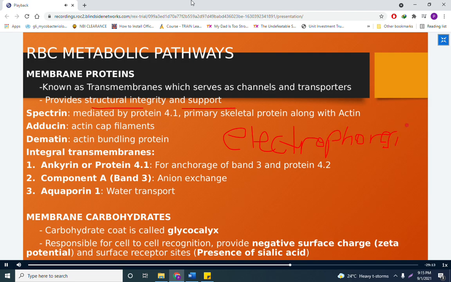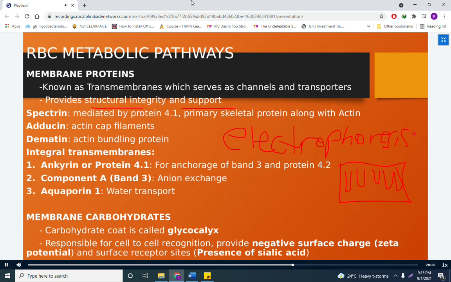The result of that class, there is a gel. Then there are bands that you will see. So, when the protein is on that band, that's where you will see it. So, that's why its name is protein 4.1. Now, your spectrin class is mediated by protein 4.1. Your spectrin class is your primary skeletal protein along with actin. So, if you're asked, what is the primary skeletal protein? It's either spectrin or actin, whichever is in the choices, but if both are there, you go with them both.